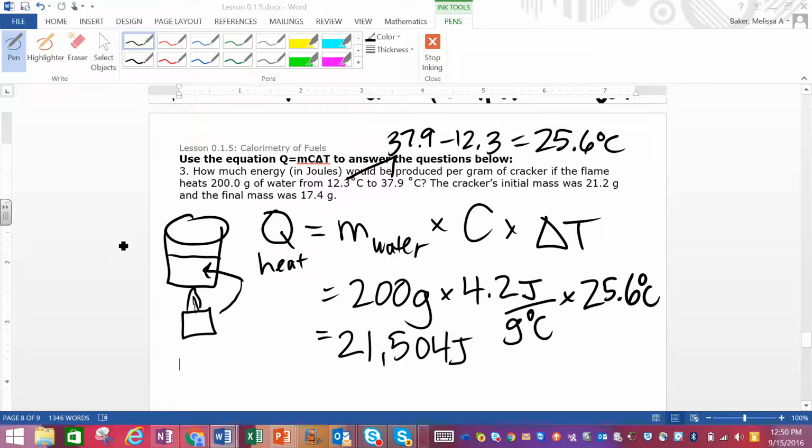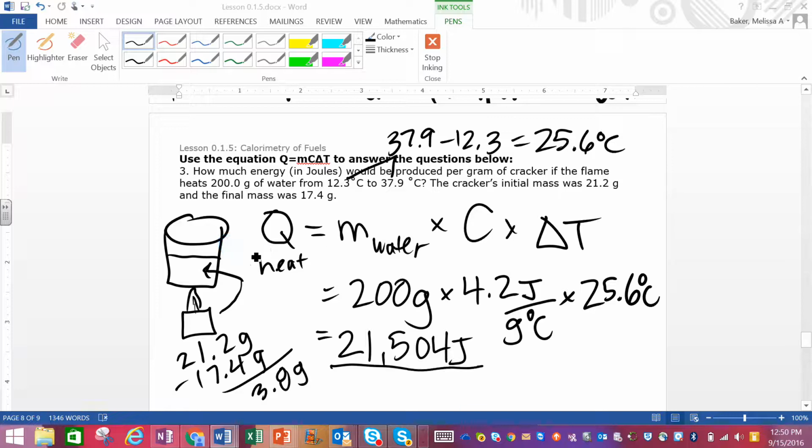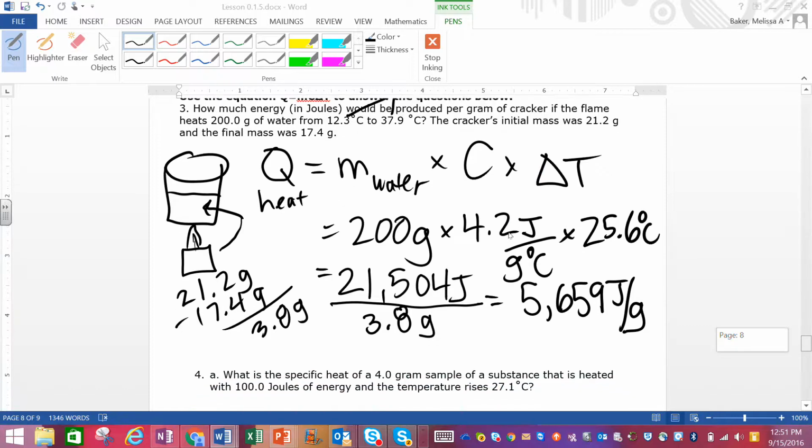The question is asking me how much energy is produced in joules per gram of the cracker that burned. The cracker started at 21.2 grams and ended at 17.4 grams. That's a difference of 3.8 grams. So 3.8 grams of cracker gave off 21,504 joules. So that comes out to be 5,659 joules per gram of the cracker. All right.